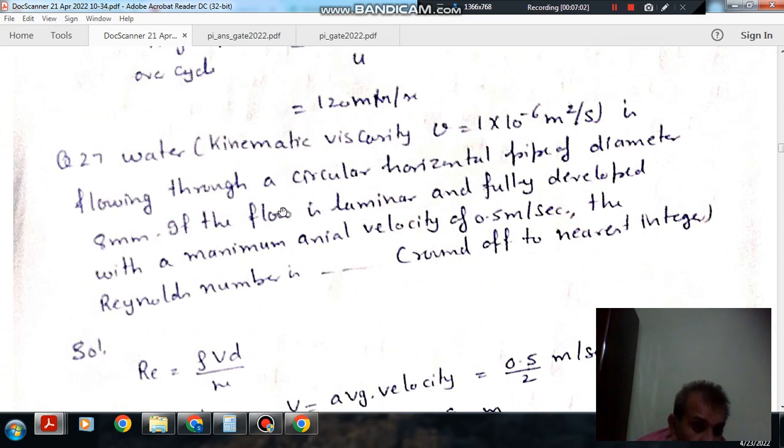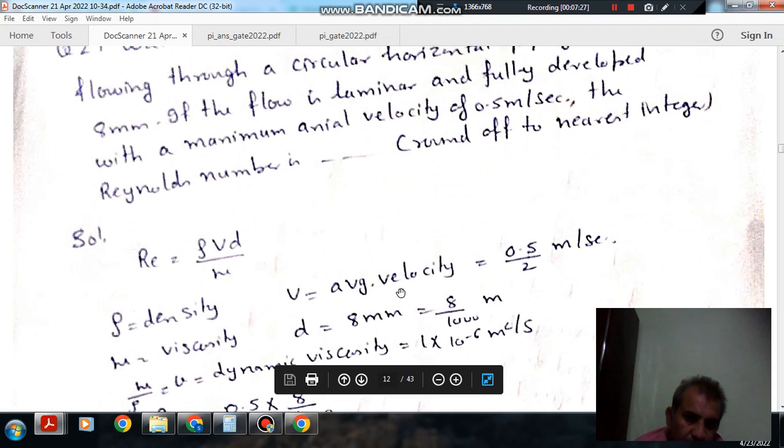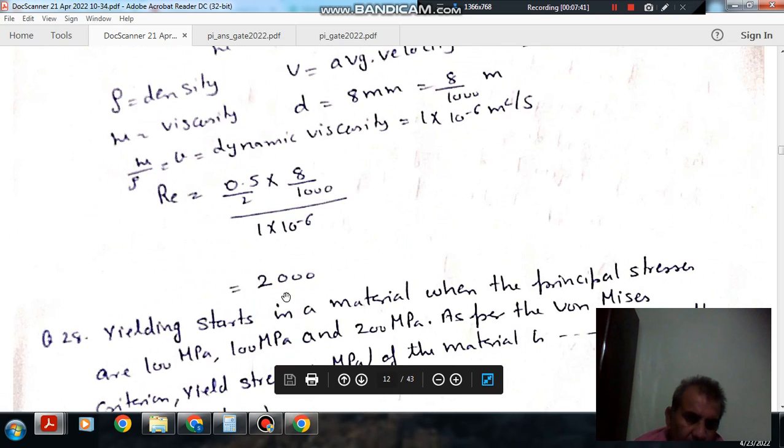Next, water of kinematic viscosity 10 to the power minus 6 meter square per second is flowing through a circular horizontal pipe of diameter 8 mm. If the flow is laminar and fully developed with a maximum axial velocity of 0.5 meter per second, the Reynolds number is dash, round up to the nearest integer. So Re is equal to rho V D by mu, where rho is density, V is average velocity, mu is viscosity, and D is 8 mm or 8 by 1000 meter. As the maximum velocity is 0.5, the average velocity is 0.5 by 2. So putting in the values, we get the number, that is 2000.